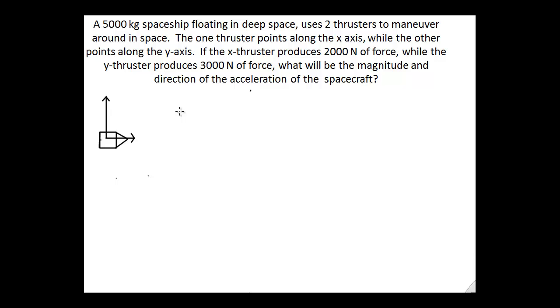This problem is an example of a vector addition problem, because there are two forces acting on the spaceship that are not parallel to each other. You notice here that we have a 2,000 Newton force this way. We have a 3,000 Newton force that way, and the mass is 5,000 kilograms. And the question is, what is the value and the direction of the overall acceleration of the spacecraft?